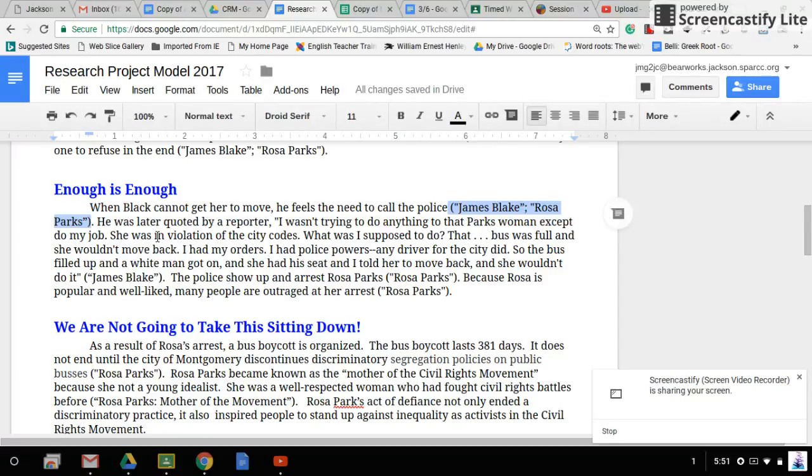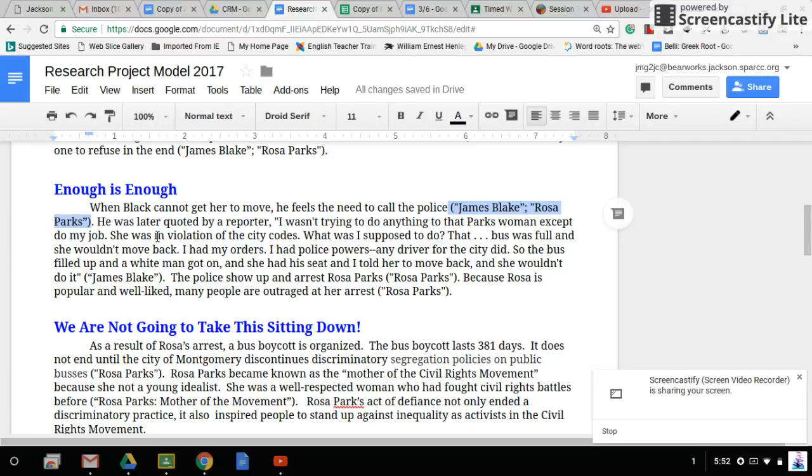"That bus was full and she wouldn't move back. I had my orders. I had police powers. Any driver for the city did. So the bus filled up and a white man got on and she had a seat and I told her to move back and she wouldn't do it. The police show up and arrest Rosa Parks. Because Rosa is popular and well-liked, many people are outraged at her arrest."